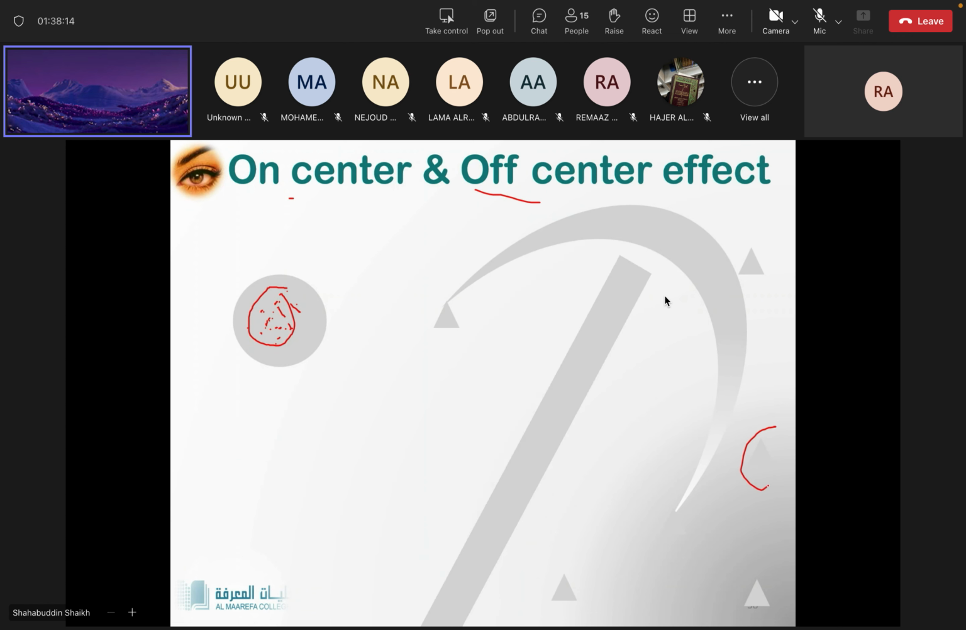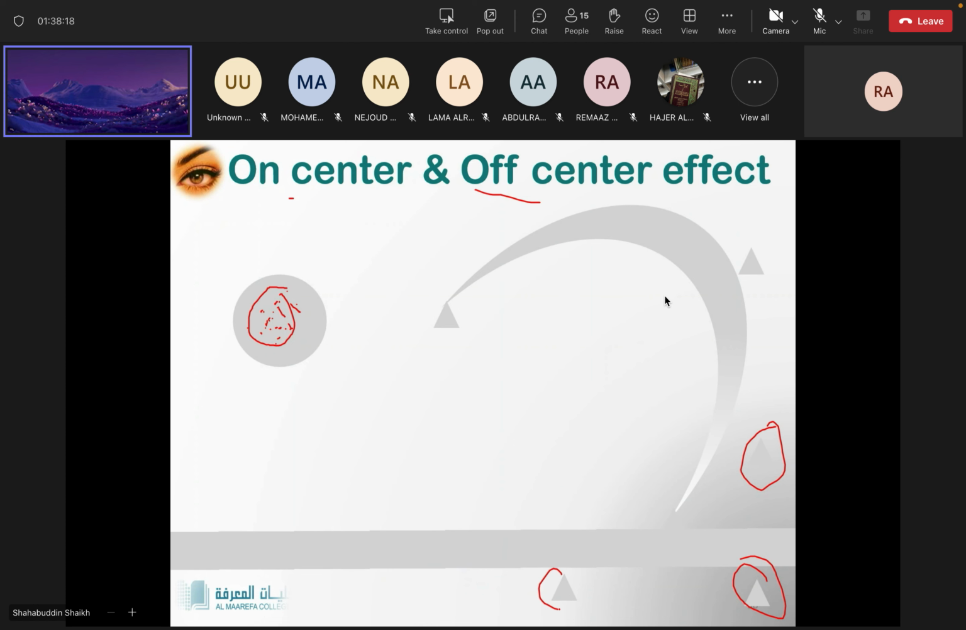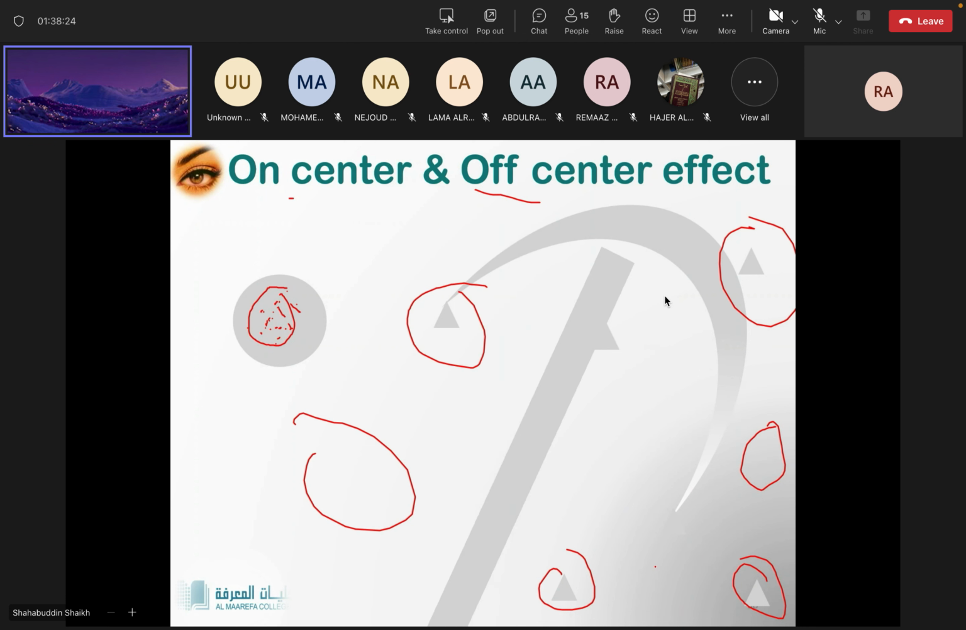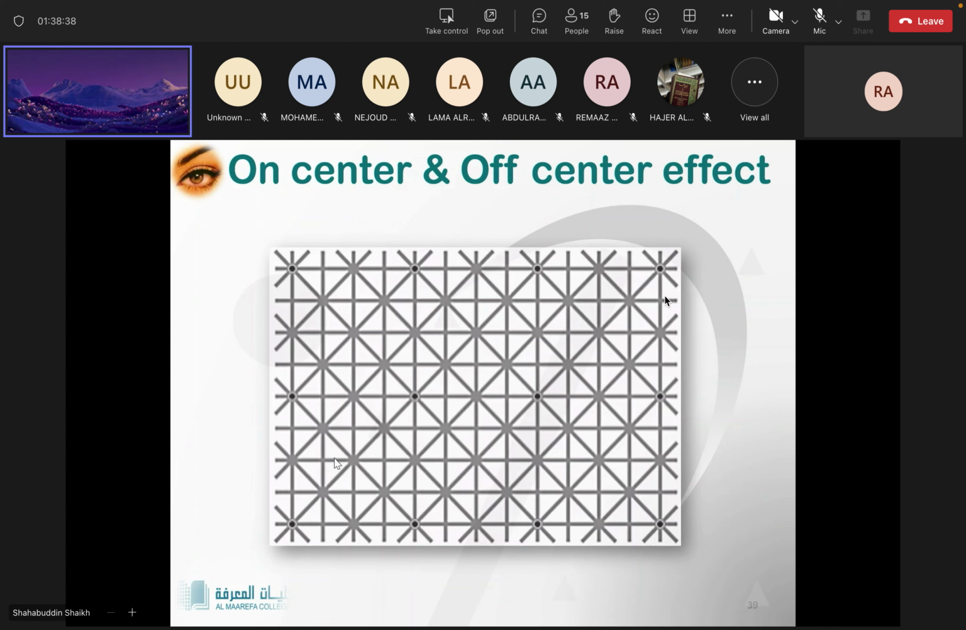You can see the triangle here, you can see the triangle here, and you have some triangle somewhere here also. All these triangles are of the same color. When the triangle goes towards the darker area, it looks white. Same triangle. And when it comes to the white area, it looks black. So this is the contrast effect created by on center and off center.